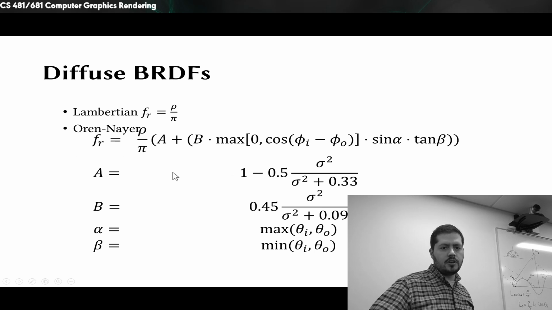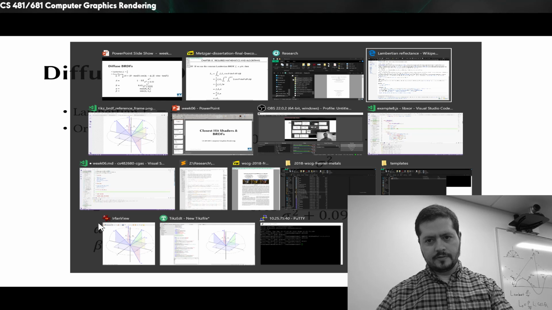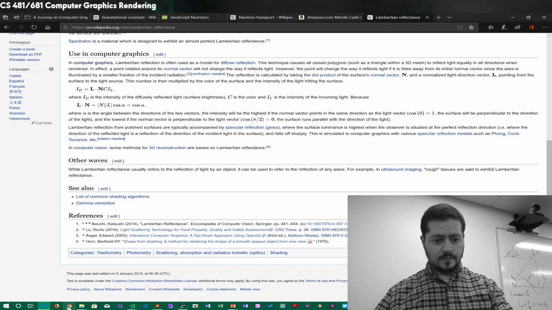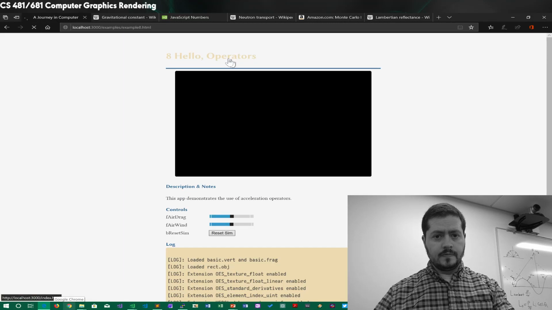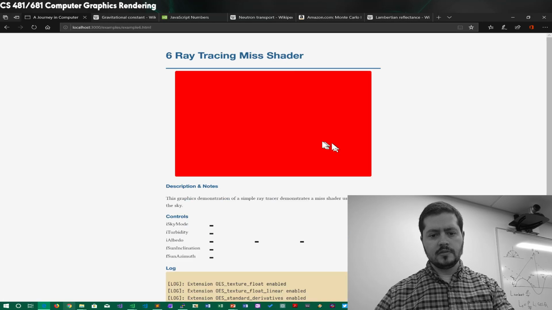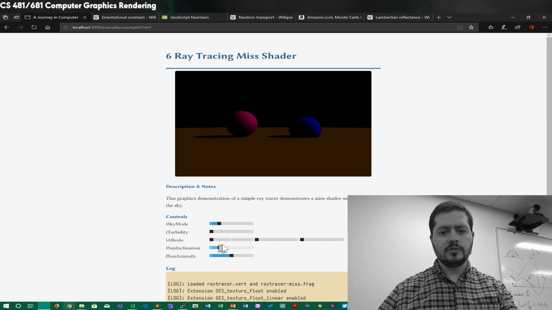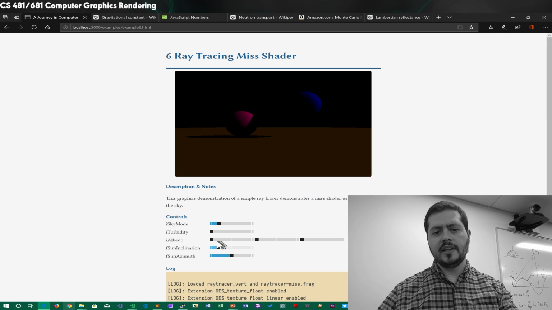Okie doke. So the next thing is the Oren-Nayar model. If you've ever looked at it, in fact, we've seen the Lambertian one in practice. That's the one that is currently on the current demo. So just looking at the ray tracer, right? This is essentially Lambertian reflection.